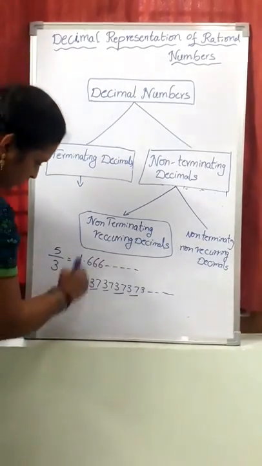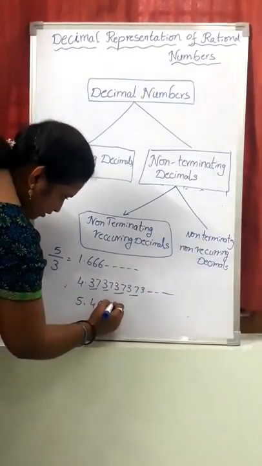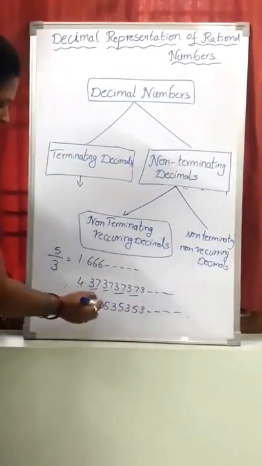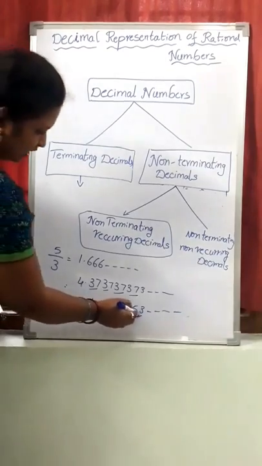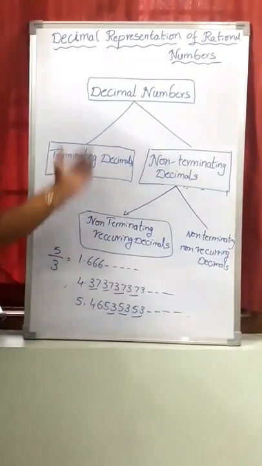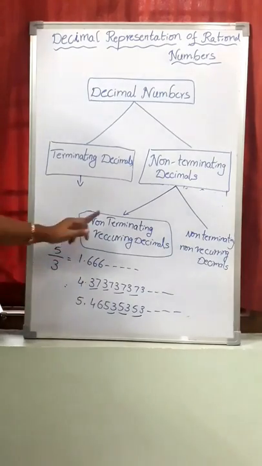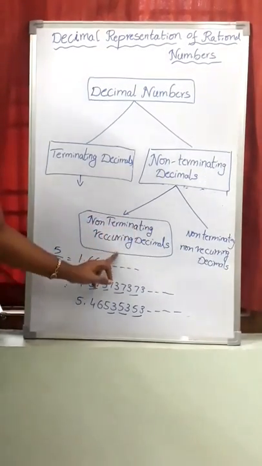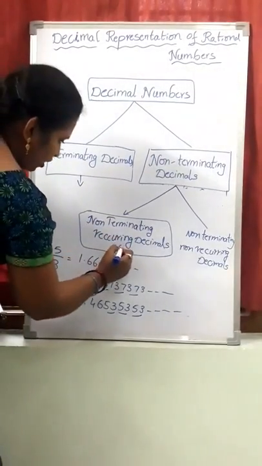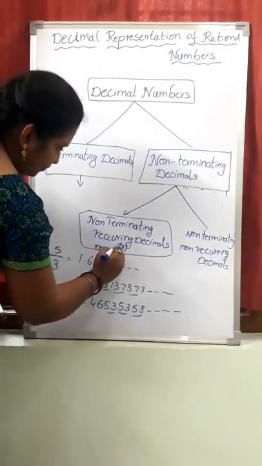So like this, one more example, let us take 5.46535353 and so on. See this one, after 2 places 2 digits are repeating more number of times. Like this, if a limited number of digits are repeating infinitely, then this type of decimals are called non-terminating recurring decimals or non-terminating repeating decimals. These are also called non-terminating repeating decimals.